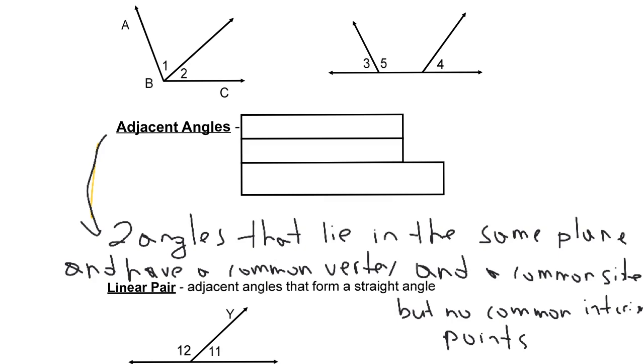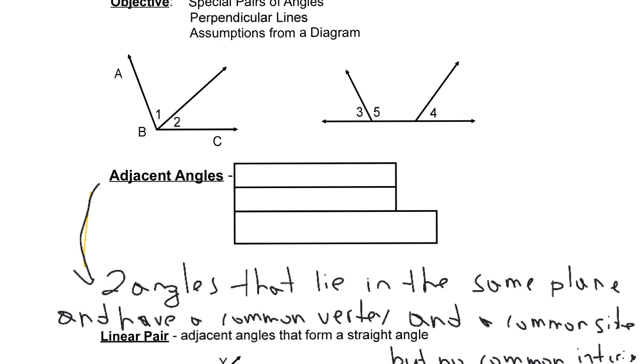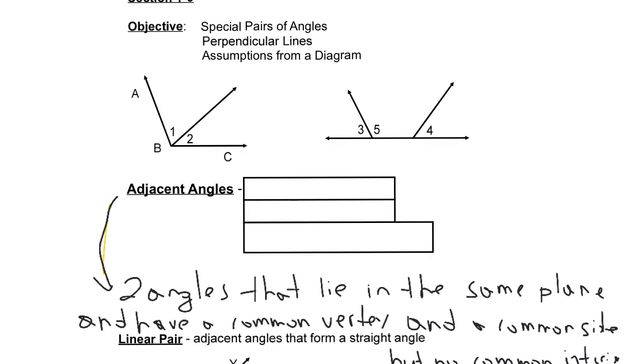Okay, so let's take a look at the example above so you can understand what it means. Adjacent angles in case number 1 would be angle 1 and angle 2. So we can say that angle 1 and angle 2 are adjacent angles. They are adjacent angles because they share a common side, and no common interior points.